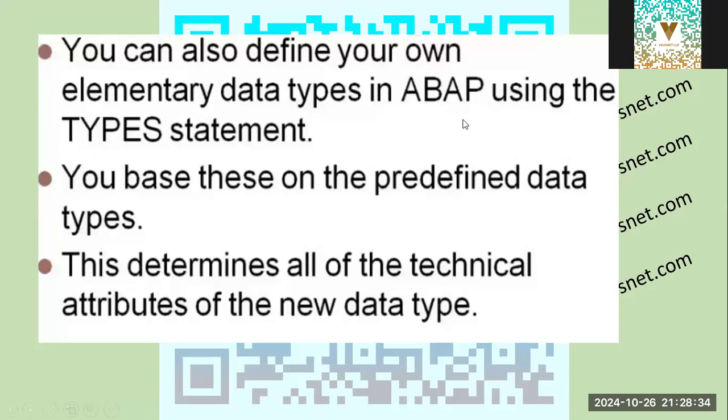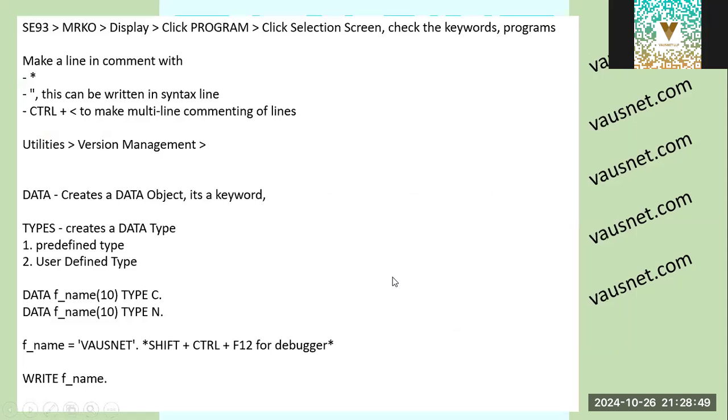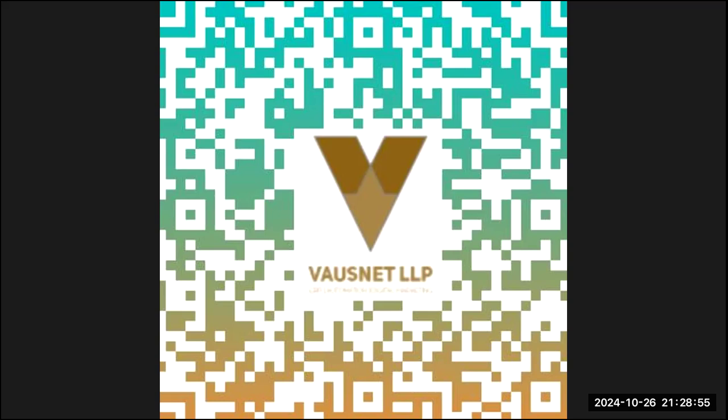Customized data types in ABAP are defined using the type statement. You base these on the predefined data types. Now, data types can be tables as well. This determines all the technical attributes of the new data type. Okay, so I'll just go to the last slide and we'll copy this program.